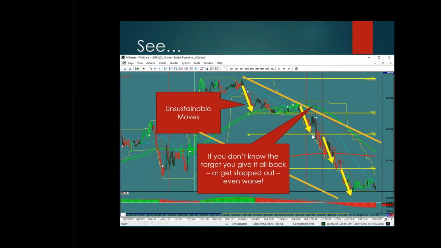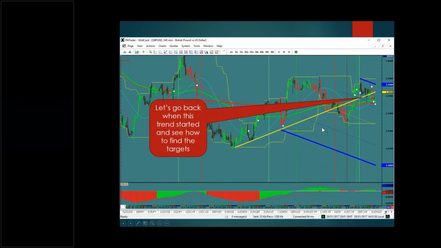Nope, you didn't know where the S2 was, or the S3 or the S4 all the way to S10, right? So we have a sustainable trend or channel, but we have unsustainable moves inside it, right? So let's go back and see where this move started and see how to find the targets, all right?